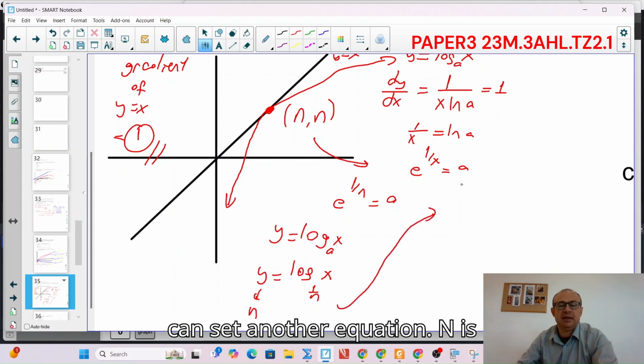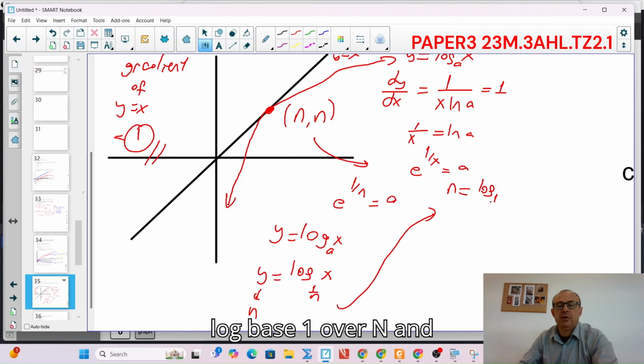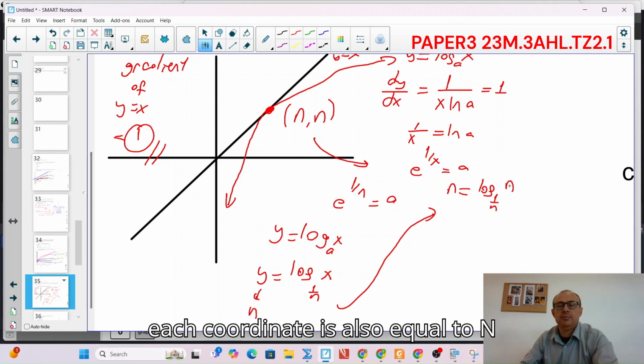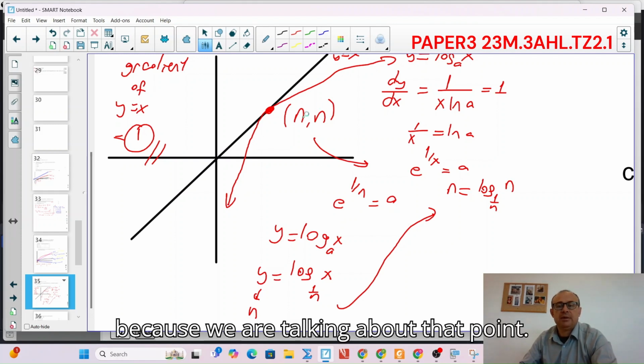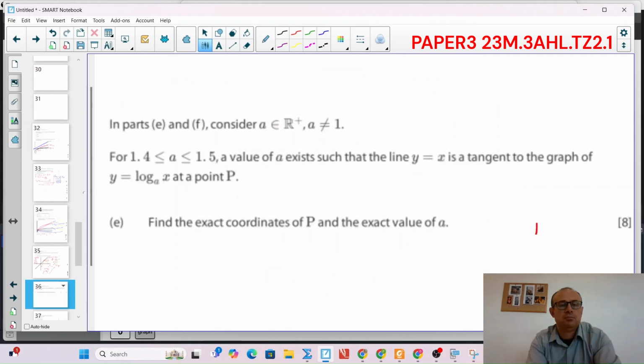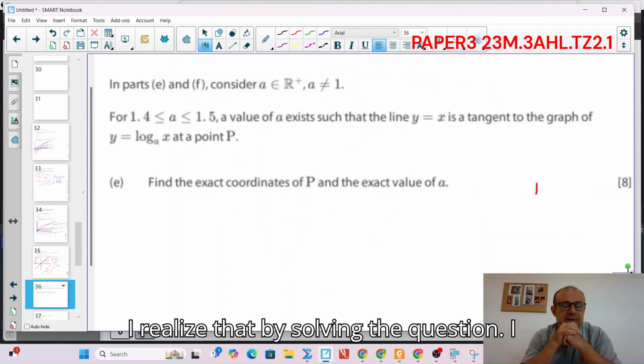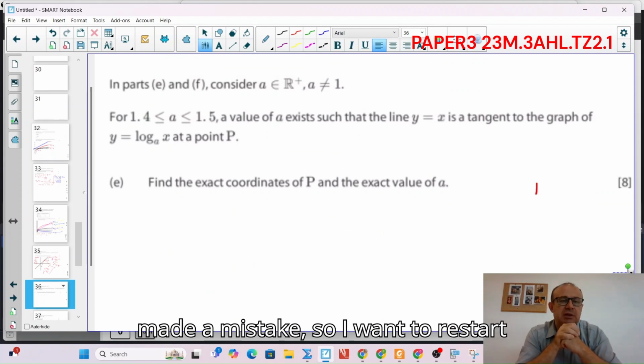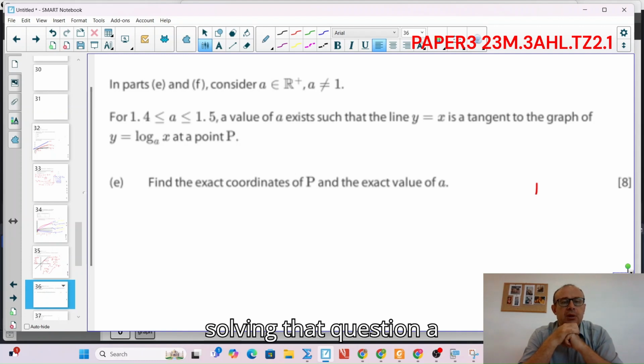Now I can set another equation. n is equal to log base e to the power 1 over n, and the x-coordinate is also equal to n, because we are talking about that point. Now let's solve this equation. Now, I realized that while solving the question, I made a mistake. So I want to restart solving that question.